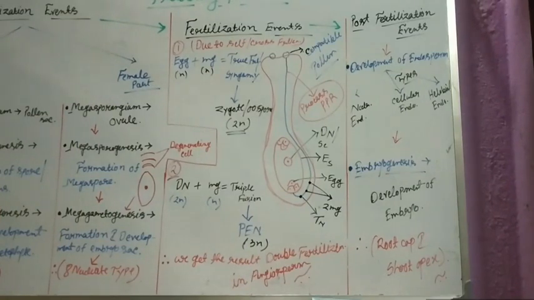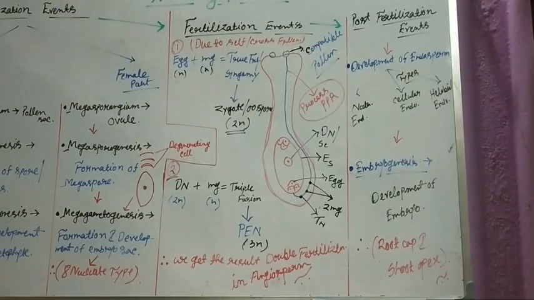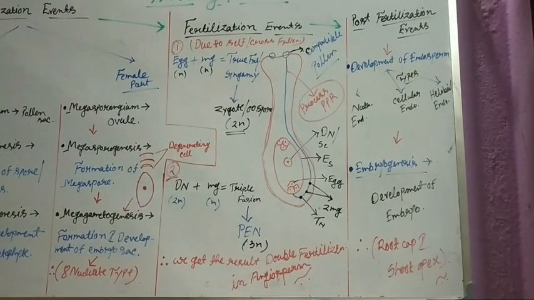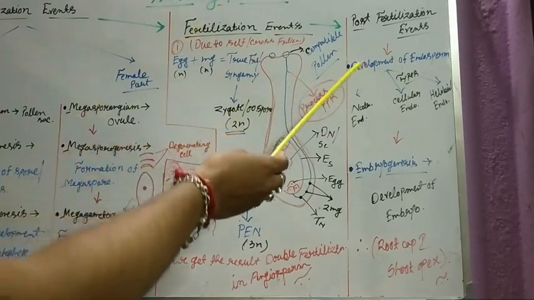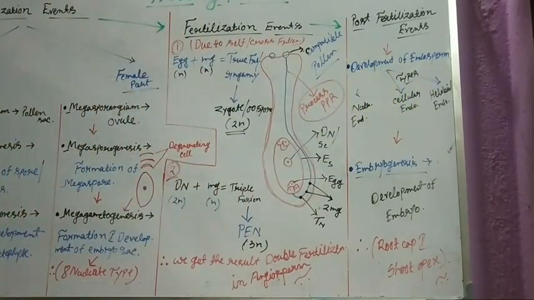Next, we discuss the post-fertilization events. In post-fertilization events, the first phase is development of endosperm. Endosperm is formed as a result of triple fusion, the primary endosperm nucleus, also called PEN.